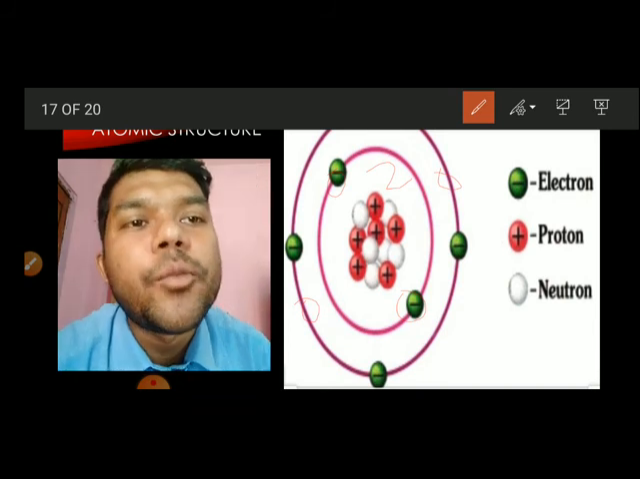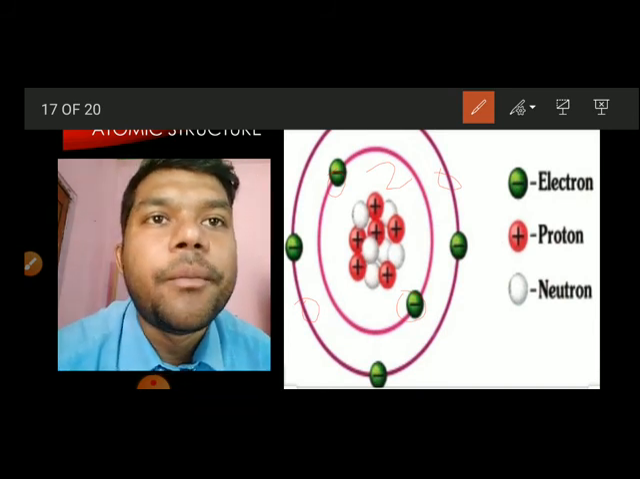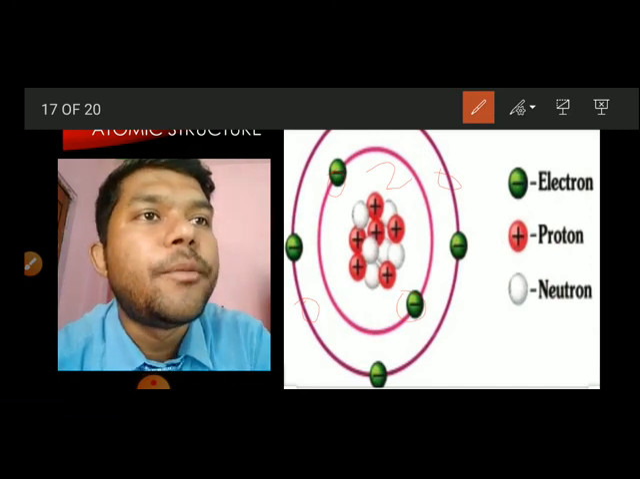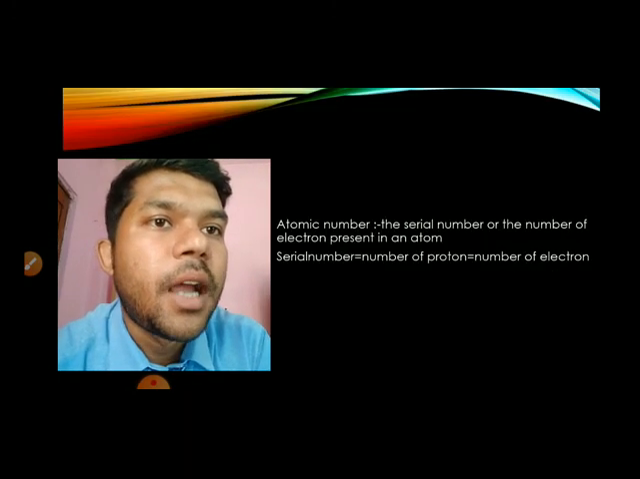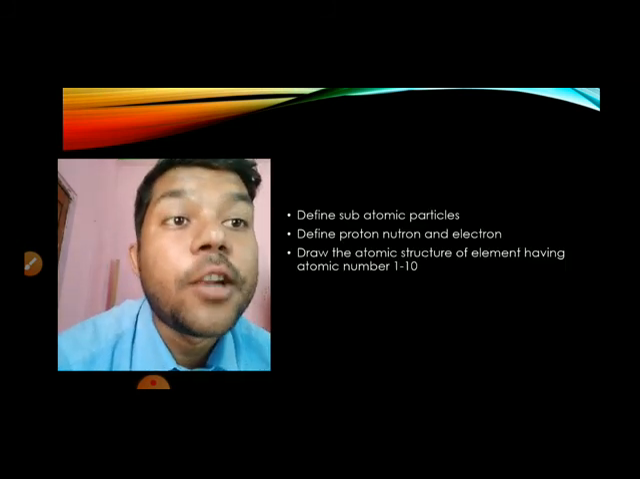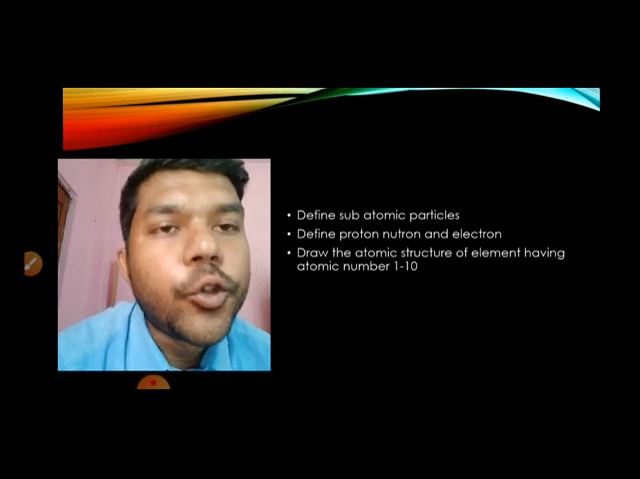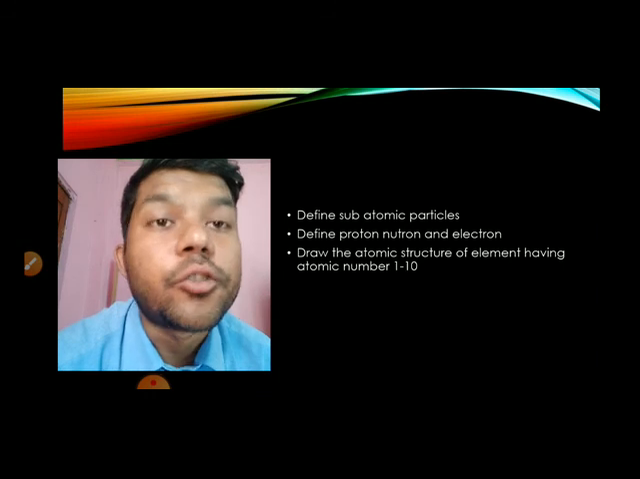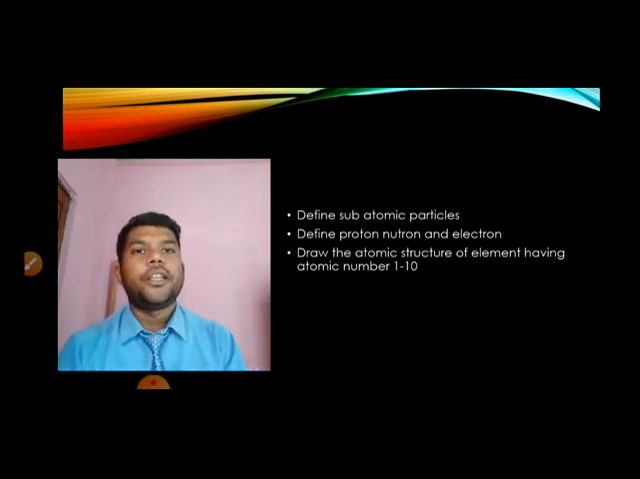So in the same way, every atom has a different number of electrons, and in the same way you have to draw. I have given the question, draw the atomic structure of the elements having atomic number 1 to 10. Okay, you should draw those atomic structures, and they are not the same. So tomorrow again I'll discuss the atomic structure.